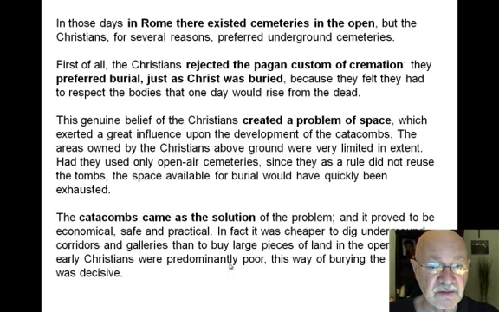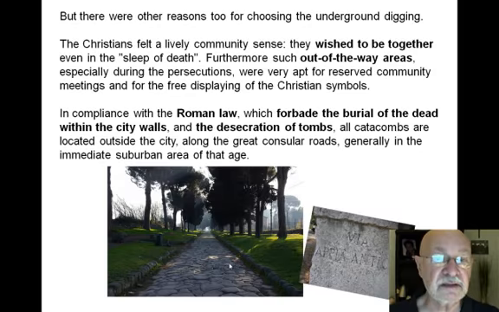Now, this genuine belief of the Christians created a problem of space, which exerted a great influence upon the development of the catacombs. The areas owned by the Christians above ground were very limited in extent. They used only open-air cemeteries, since they, as a rule, did not reuse tombs. The space available for burial would have quickly been exhausted. So the catacombs came originally as a solution to the problem, and it proved to be economical, safe, and practical. In fact, it was cheaper to dig underground corridors and galleries than to buy large pieces of land in the open. As the early Christians were predominantly poor, this way of burying the dead was decisive.